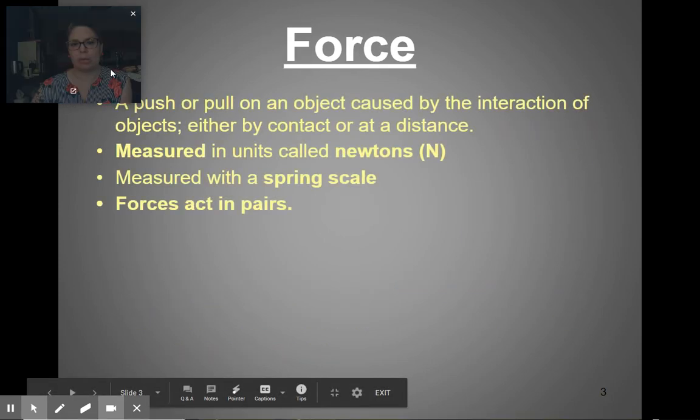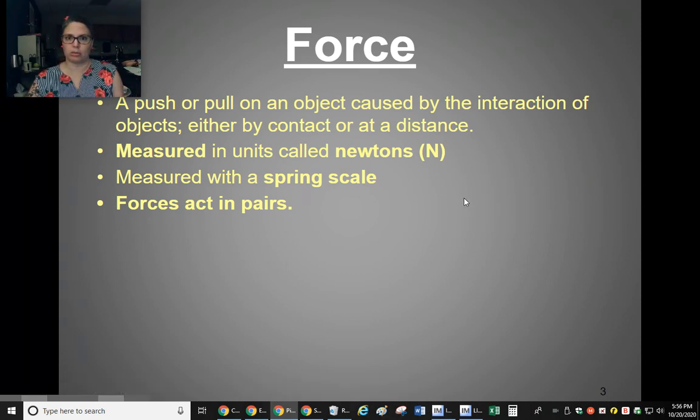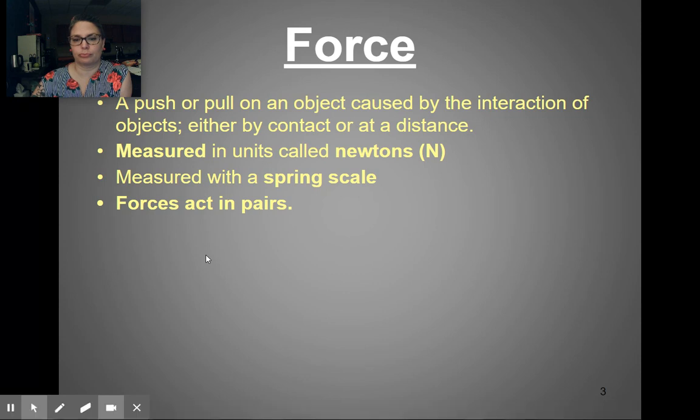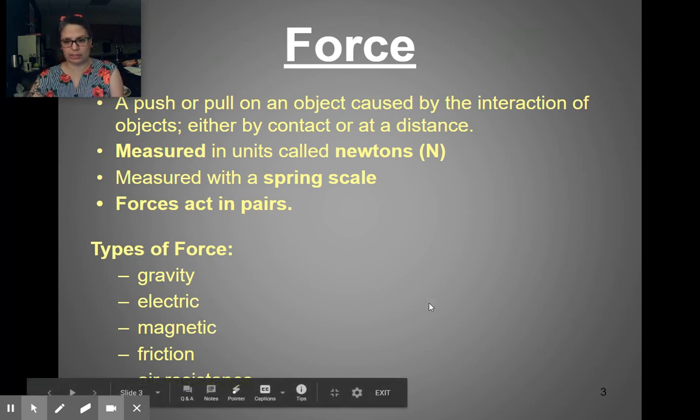A force is a push or pull on an object caused by an interaction of objects. We've gone over this, either by contact or by distance. Forces are measured in newtons. That is the unit of measure, newtons, and we use a capital N. Measured with a spring scale, and forces act in pairs. They act in pairs. So these are some different types of forces. We have gravity, electric force, magnetic, friction, which we talk a lot about, and then air resistance.